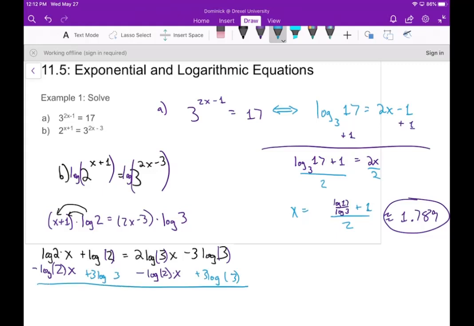Right? So now what happens is that this cancels, and so does this. And now on the left side, we have log 2 plus 3 log 3. I keep saying base, but it's not. And then on the right side, we have 2 log of 3 times x minus log of 2 times x.